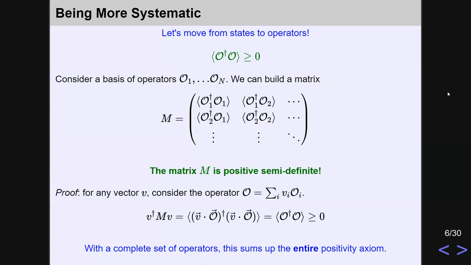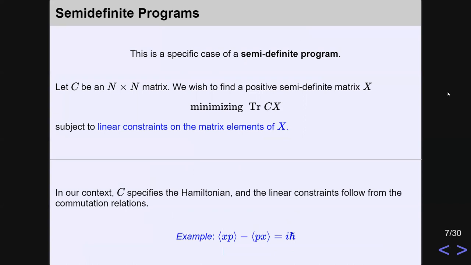So this is a specific case of what's called a semi-definite program. So let C be some N by N matrix, just like our matrix of expectation values. And we want to find a positive semi-definite matrix.